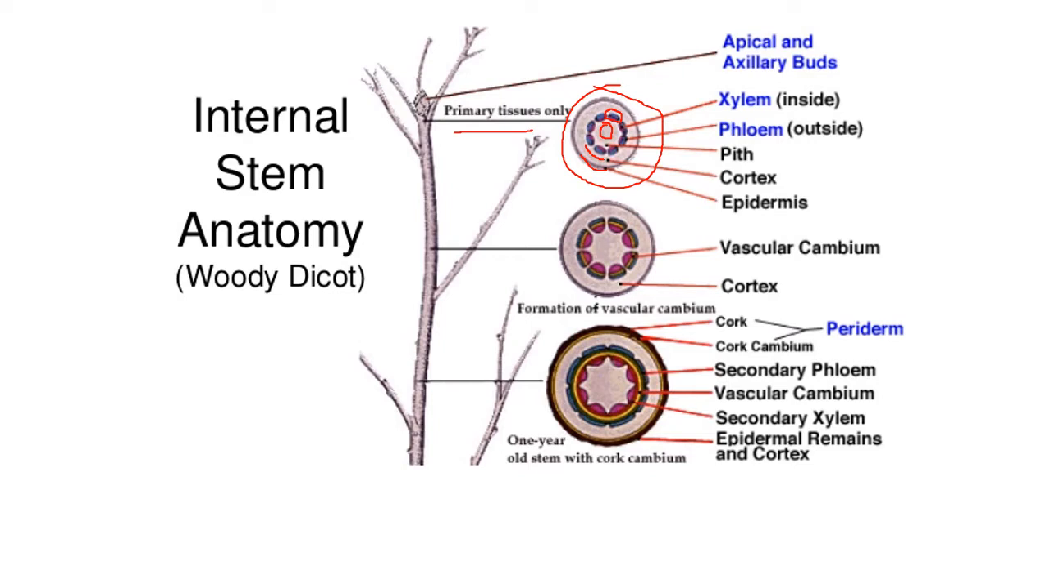Once we get a fully formed year-old woody stem, we see that those vascular bundles are starting to form more into a ring. Now between the xylem and the phloem, in yellow here, you can see this strip, and that's called the vascular cambium, and that's where cell division happens, where we're creating new xylem cells and new phloem cells.